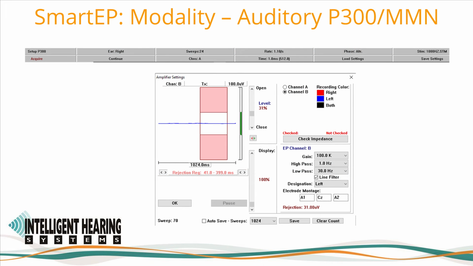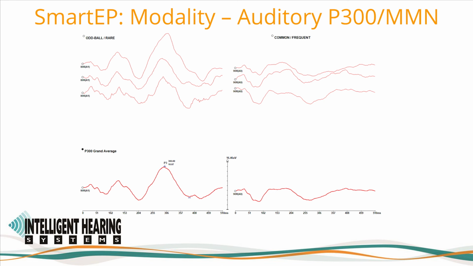Once the oddball paradigm is defined in the P300 setup screen, you can link it to the standard acquisition parameters and amplifier settings found on the main control panel and amplifier settings window using the Save Settings feature. In version 5.53 and higher, when you select Save Settings to save the settings file, this will automatically save the P300 MMN parameter setup file with the same file name. Click Acquire to record the P300 response.